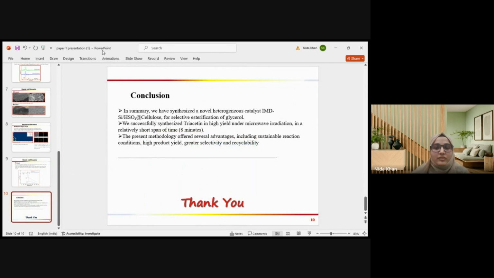Conclusion. In summary, we have synthesized a novel heterogeneous catalyst, IMD-Si HSO4 at cellulose, for selective esterification of glycerol. We successfully synthesized triacetin in high yield under microwave irradiation within 8 minutes. The present methodology offers several advantages, including sustainable reaction conditions, high product yield, greater selectivity, and recyclability. Thank you.